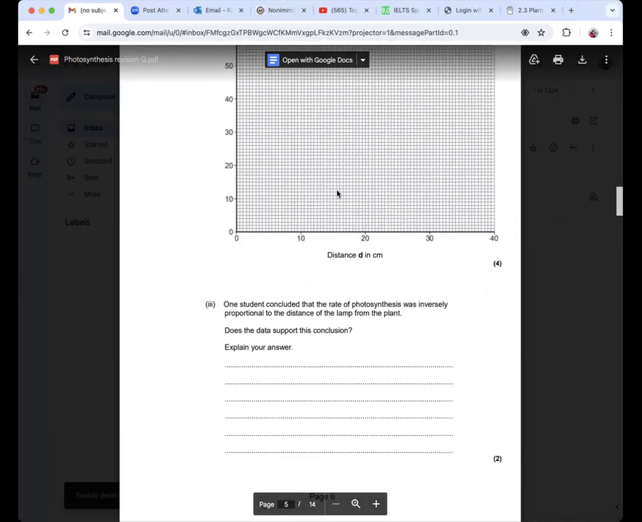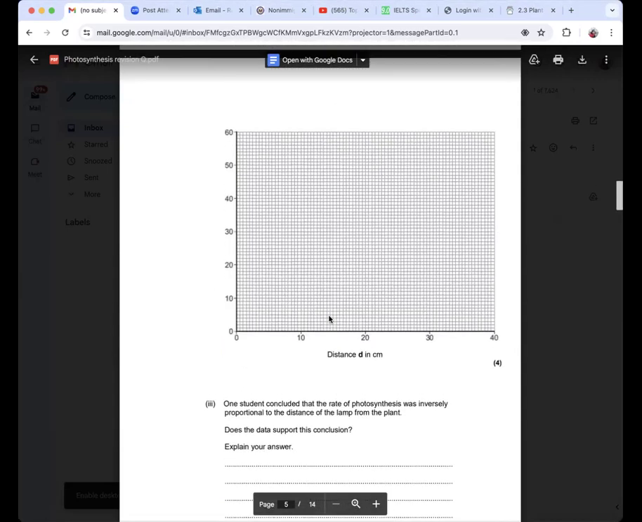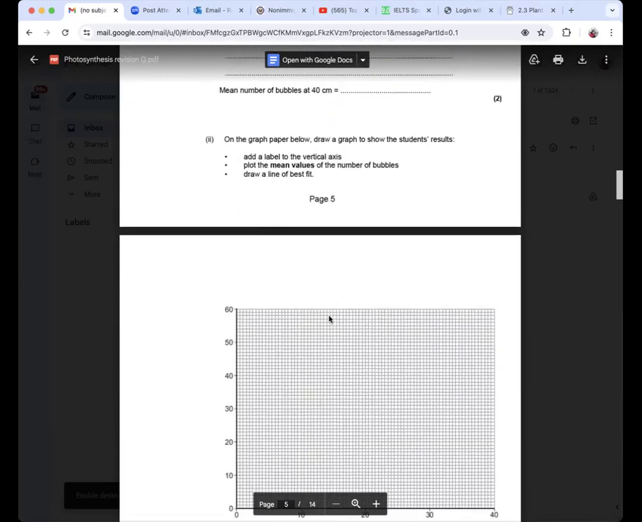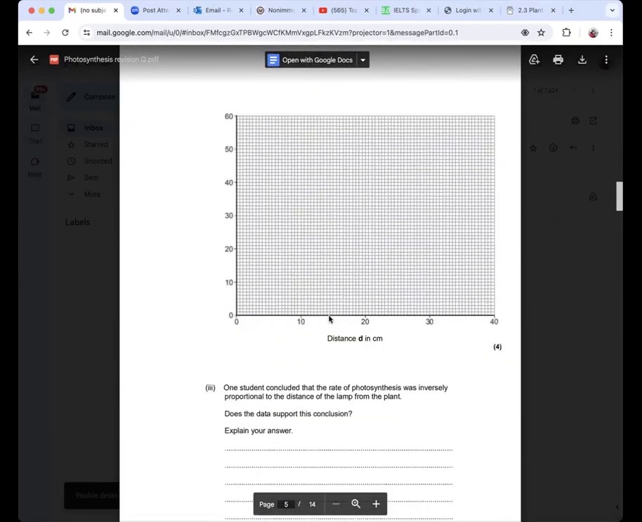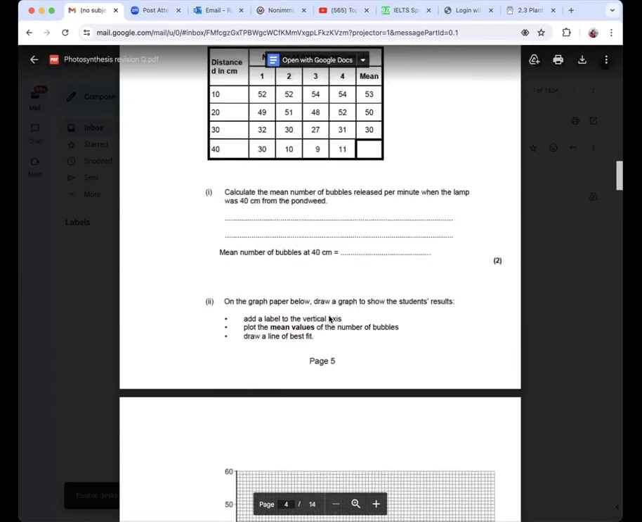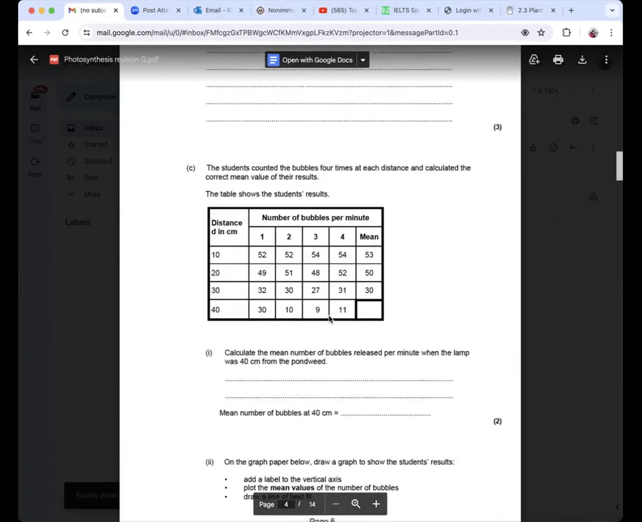So moving on to question 3, which says one student concluded that the rate of photosynthesis was inversely proportional to the distance of the lamp from the plant. Does this data support the conclusion or not? Can you perhaps roughly plot this graph on your paper and see if the data actually supports it or not? Just a rough plotting so that you can guess the shape of the curve. Can you try to do that?